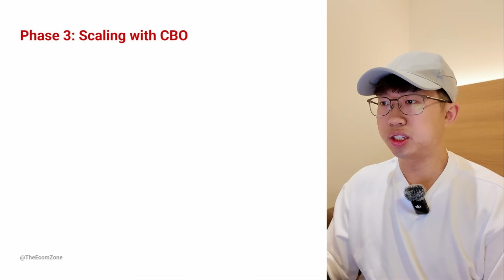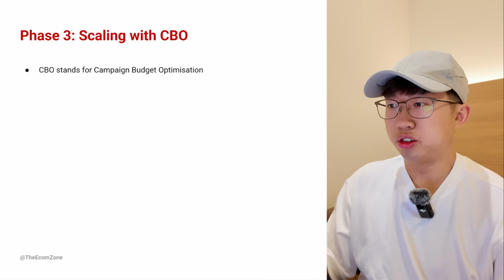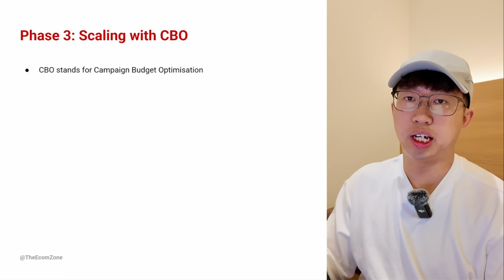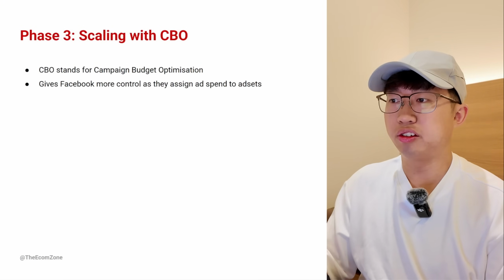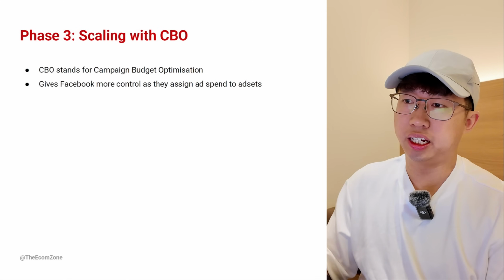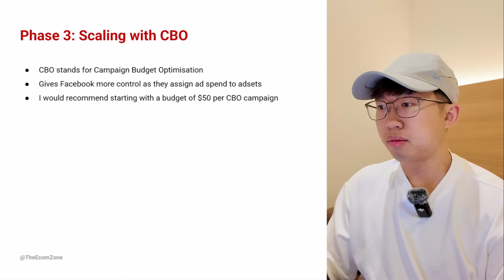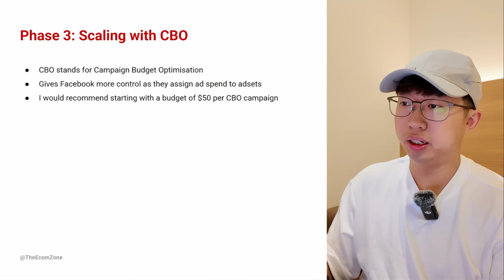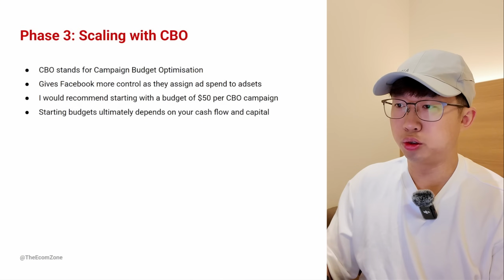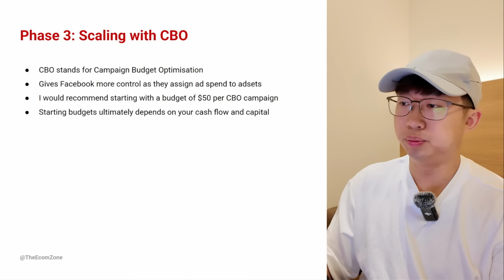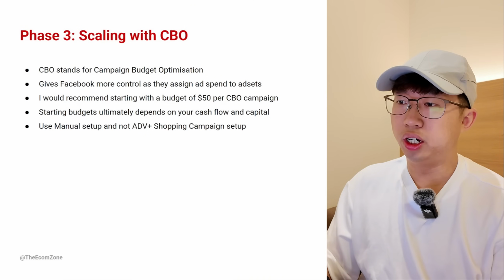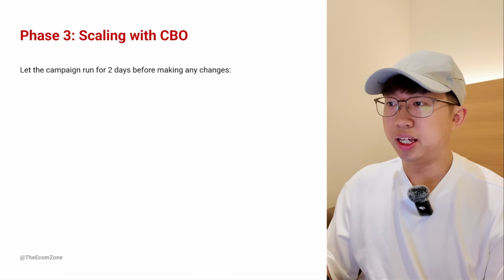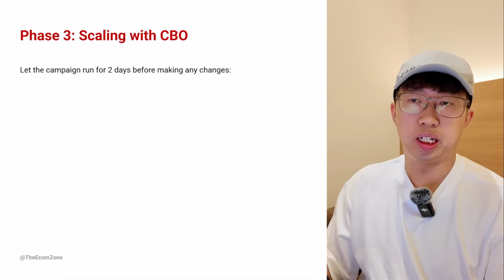So phase 3, scaling with CBOs. So CBO stands for Campaign Budget Optimization, where you'll set the budget at campaign level, and it gives Facebook more control as they assign ad spends to ad sets. So I would recommend starting with budgets of $50 per CBO campaign, and starting budgets ultimately depends on your cash flow and capital. Use the manual setup and not Advantage Plus shopping campaign setup if you still have that. So let your campaign run for 2 days before making any changes.